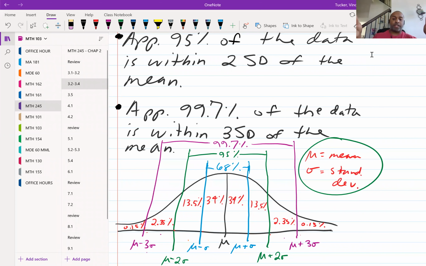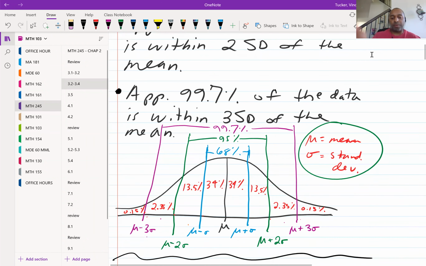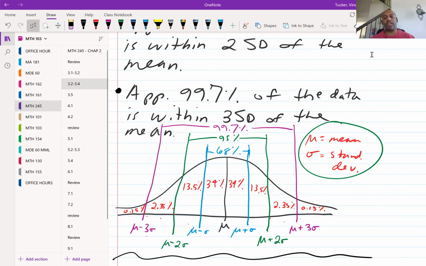So if you just were to go 1 standard deviation out, that's 68% of your data. If you were to go 2 standard deviations out, that's going to be 95%. So you're talking about 13.5, 34, 34, and 13.5. If you add them together, you get to 95%. And then if you were to go 3 standard deviations out, if you go to the purple line, that would be 99.7% of your data. And then you see the 0.15 and 0.15 on the outsides, at the tails. That's 0.3, which will add up to give you 100%.